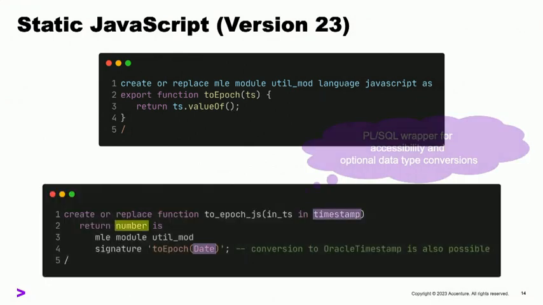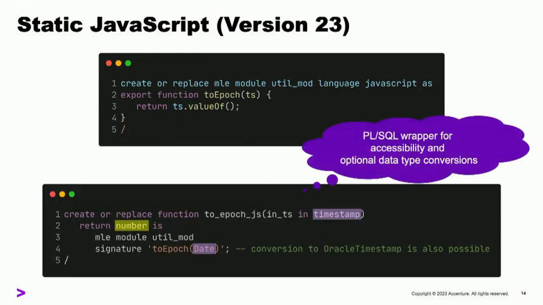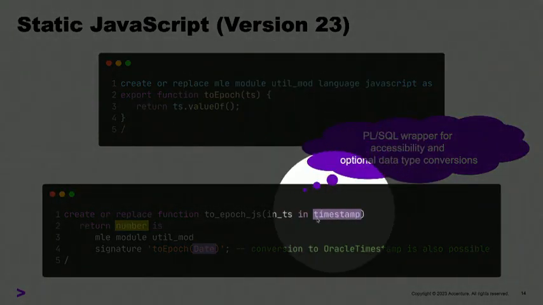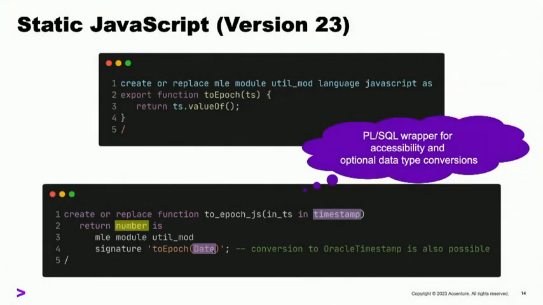So I have here a function to do ts value of, and I also have to implement the wrapper or call specification, and I can map, as I said, the timestamp here to date. There are other options, I've mentioned it here. It can be an Oracle timestamp. What is not possible anymore is to map the return value, because whatever you do in JavaScript, the data type must be convertible at the end to number. If it's not possible, you get a runtime error. So it becomes also a bit easier there.